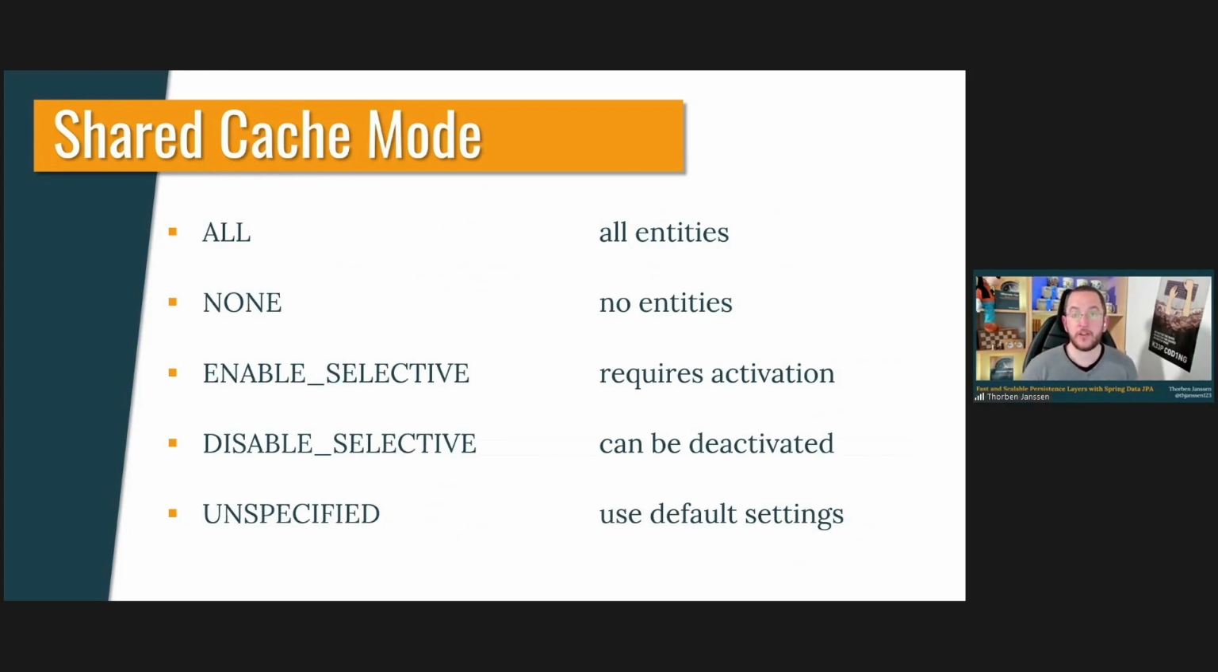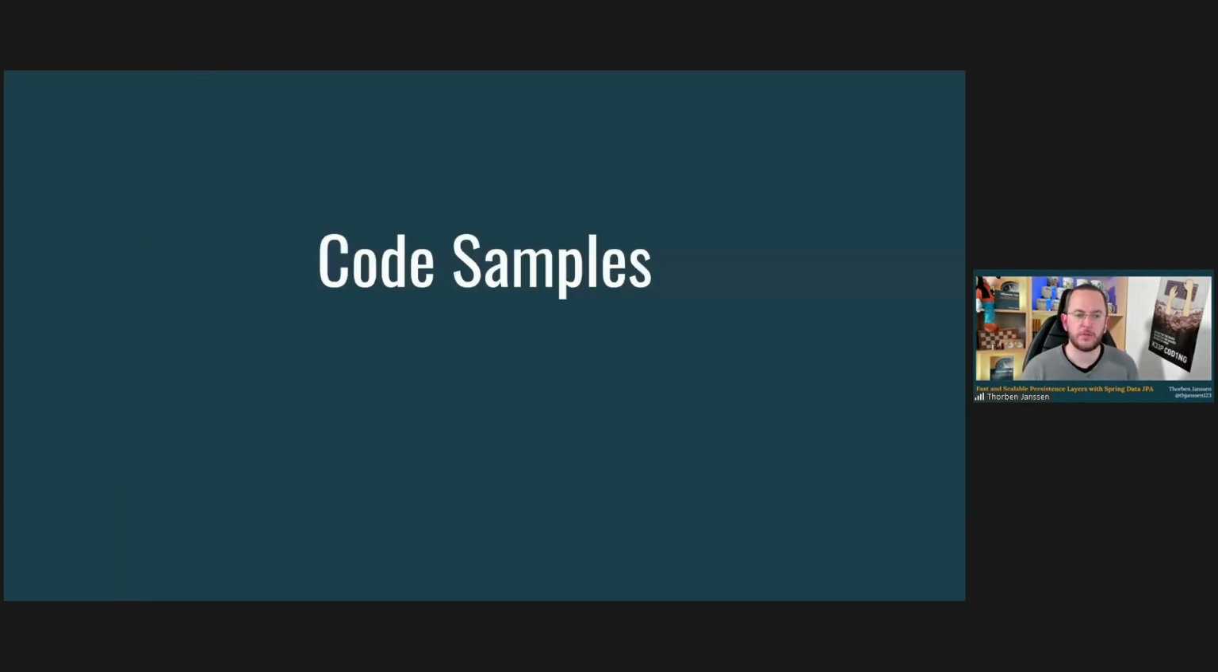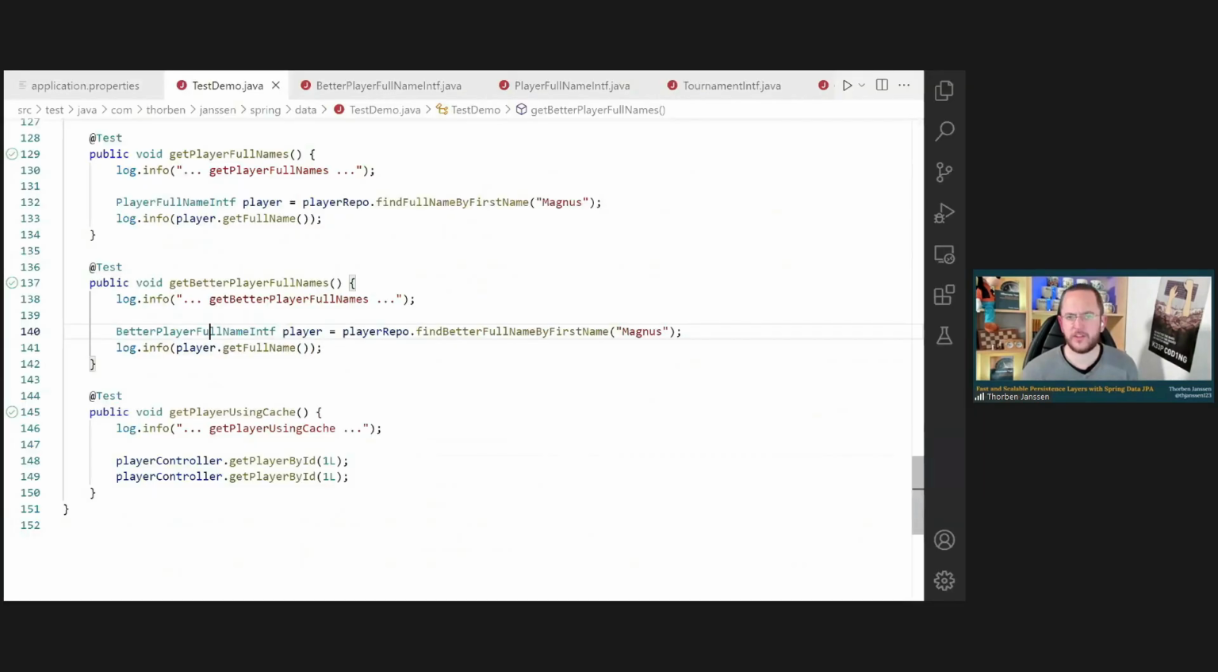Enable selective means you need to annotate your entity class if you want to cache it. In that case, you hopefully think before you add an entity to the cache, and you are sure that you have the 9 to 10 read operations per write operation. Disable selective is the opposite. That's cached by default, and you need to deactivate it, which also works, but to me always feels a little risky.